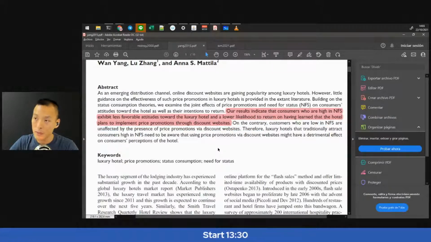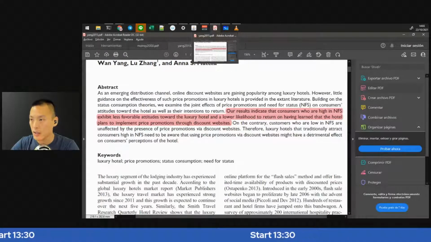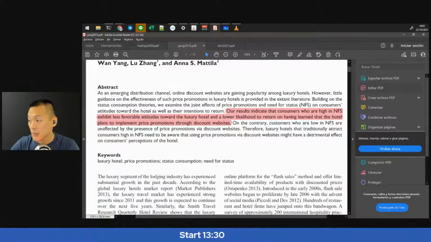So in other words, the customers who don't care about their social standing do not give a shit whether you give out discount or not. You can give out discount, you cannot give out discount. It doesn't matter to them. It doesn't concern them. So if you are a luxury hotel and you give out discount online, then that only hurts you. Valuable research right there, right?